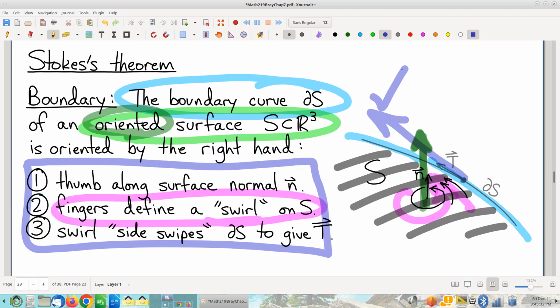What do you think? Everybody follow the rule? It's arbitrary. Why the right hand? Why not the left hand? Yeah, well, I don't know. Talk to Stokes. Is everybody happy?